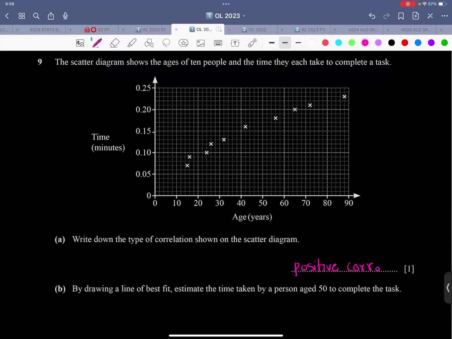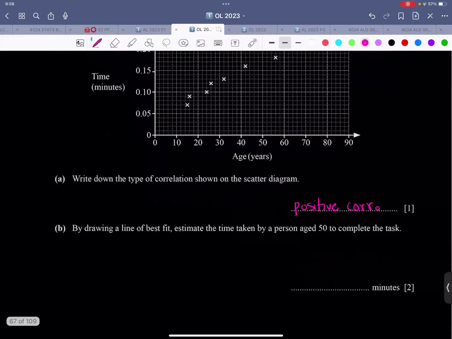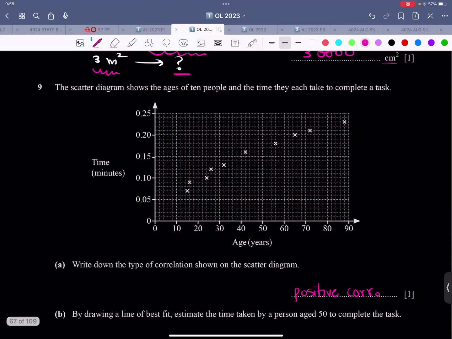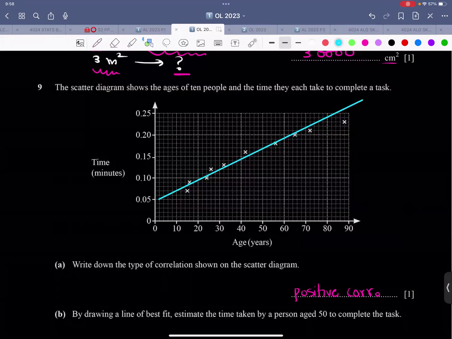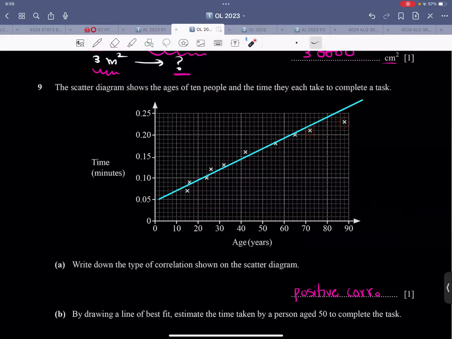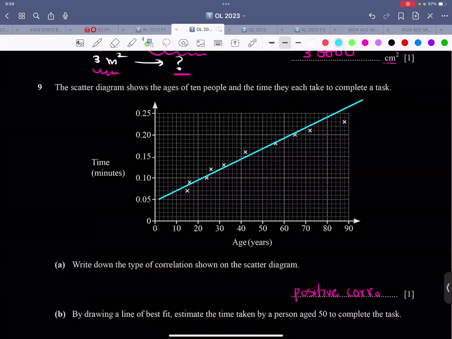Draw the line of best fit and then estimate the time taken by a person age 50 to complete the task. So let me grab a line, and the line should be realistic. I think that is the first rough thing that I've drawn. 3 points below it, 4 above it. That is how we decide. I think that's pretty good. And person to person, it would vary a bit. Not a big deal.